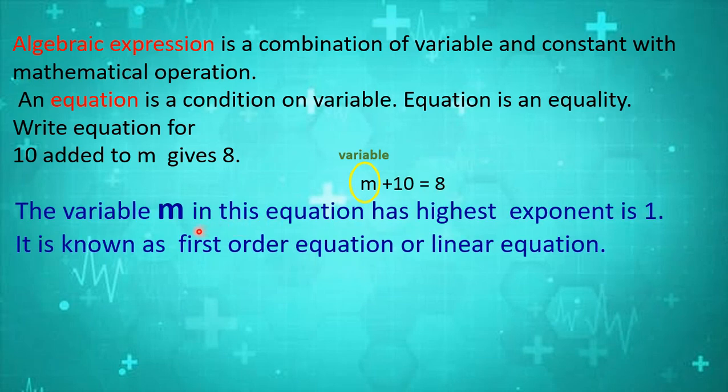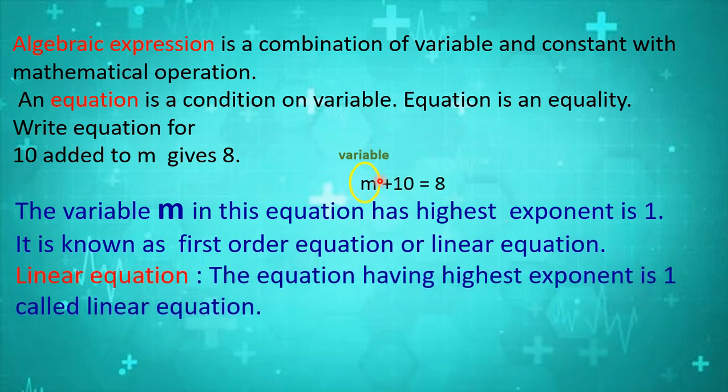Here the variable m has the highest exponent 1. So m appears only one time here. That means we can say the highest exponent of m is 1. When the variable of an equation has the highest exponent 1, it is known as a first order equation, or we can say it is a linear equation. So the definition of a linear equation is: an equation having highest exponent 1 is called a linear equation.